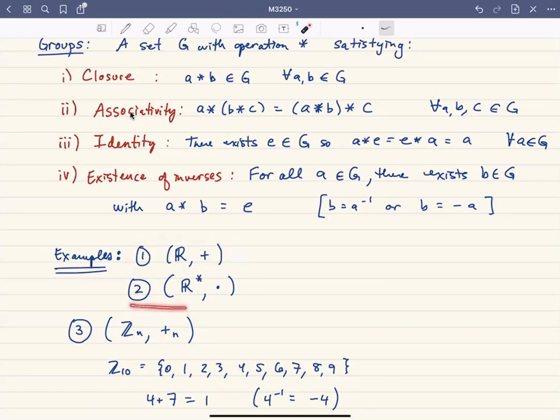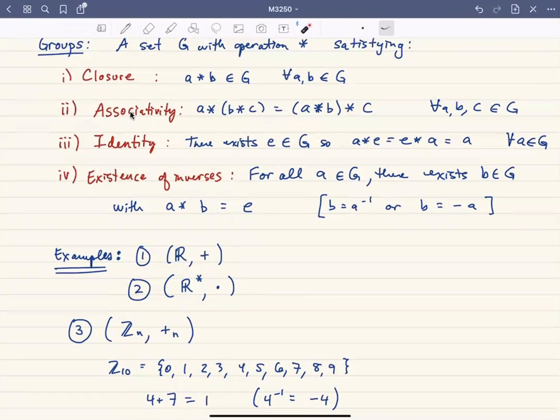The set of non-zero real numbers with multiplication is also a group. If you take any two non-zero real numbers and multiply them together, you get a non-zero real number. If you multiply three non-zero reals together, it doesn't matter whether you put the parentheses around the first two or the last two; that product, A times B times C, means the same thing.